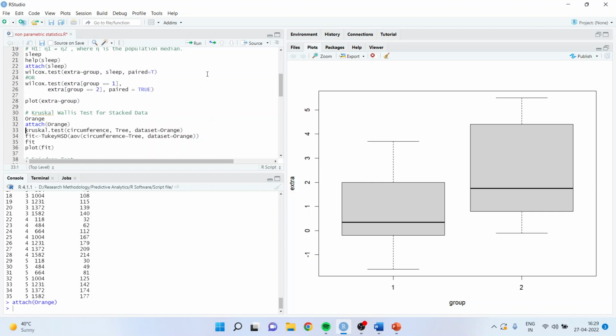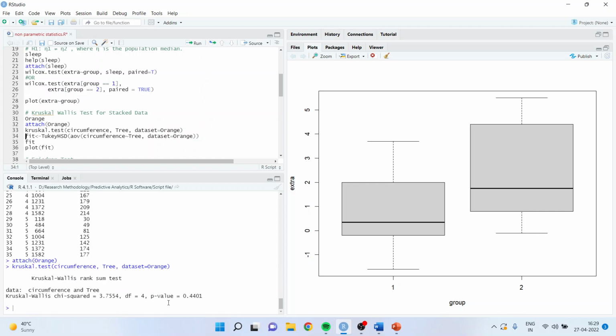When I run this, I get the Kruskal test p-value as 0.4401. So here we fail to reject the null hypothesis. In layman's language, you cannot write in papers that we accept the null hypothesis, but for your understanding, we can say that there is no significant difference in the circumference of the tree according to the type of the tree. It is more or less the same.